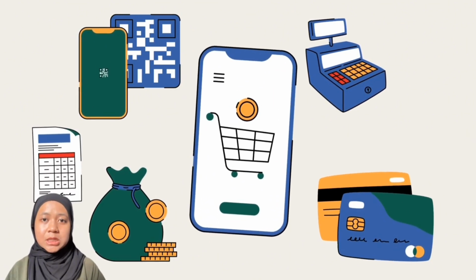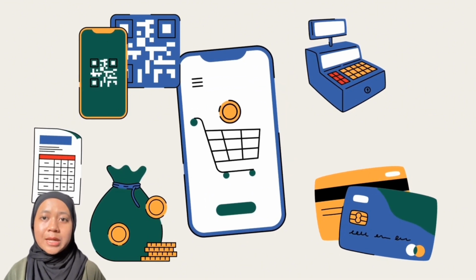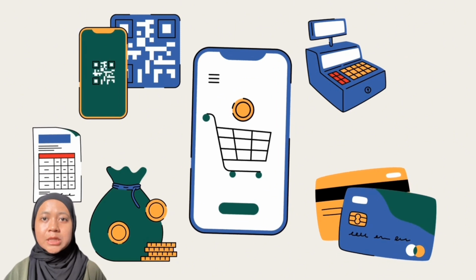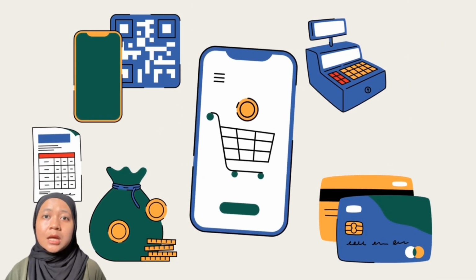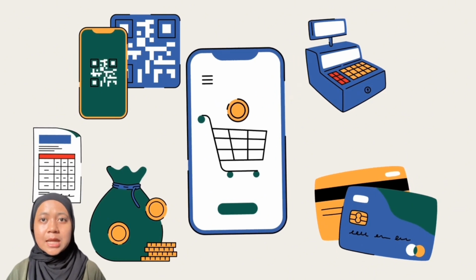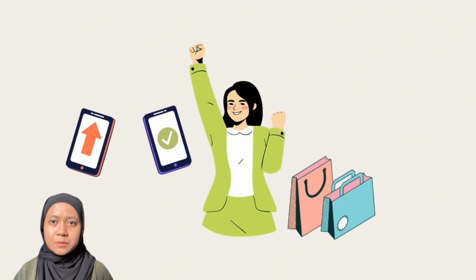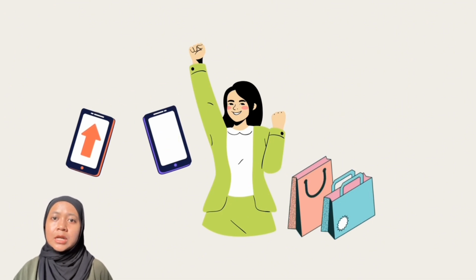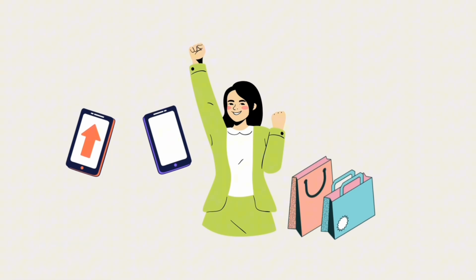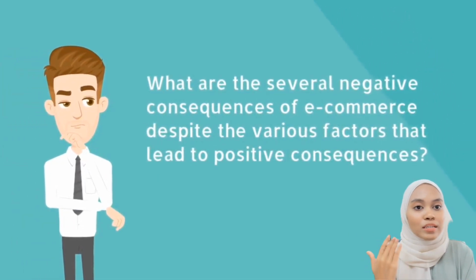There has been a surge in the acceptance of alternative payment methods including Buy Now Pay Later, which is employed by Shopee, called Pay Later, along with conventional ways like credit and debit cards, contactless payments, and Apple Pay. Businesses may accommodate more types of consumers and improve the likelihood of successful transactions by offering a number of payment alternatives. What are the several negative consequences of e-commerce despite the various factors that lead to positive consequences?